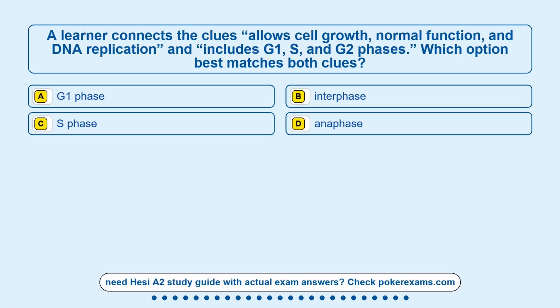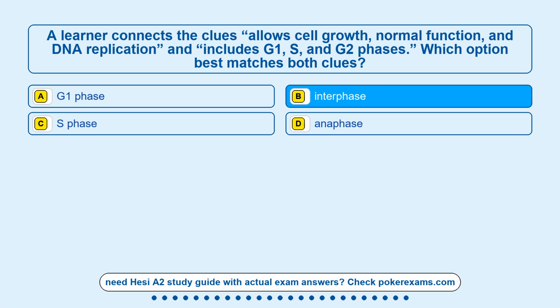Question 19. A learner connects the clues: allows cell growth, normal function, and DNA replication, and includes G1, S, and G2 phases. Which option best matches both clues? Option A, G1 phase. Option B, interphase. Option C, S phase. Option D, anaphase.